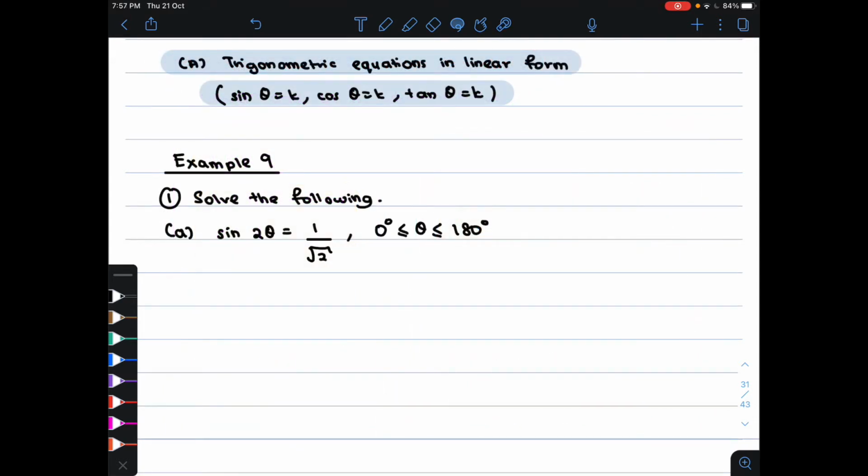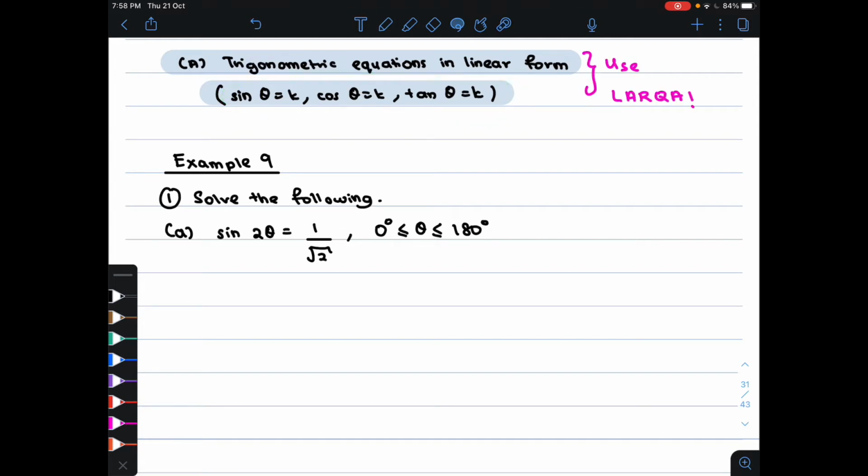Let's start with part A, where you need to solve trigonometric equations in linear form. So what is linear form? Linear form means that the trigonometric equation is in this form: sin theta equal to K, cos theta equal to K, or tan theta equal to K. Linear means that it is to the power of 1. So here you can see that sin is to the power of 1, cos is also to the power of 1, and tan theta is also to the power of 1. So this is a linear form.